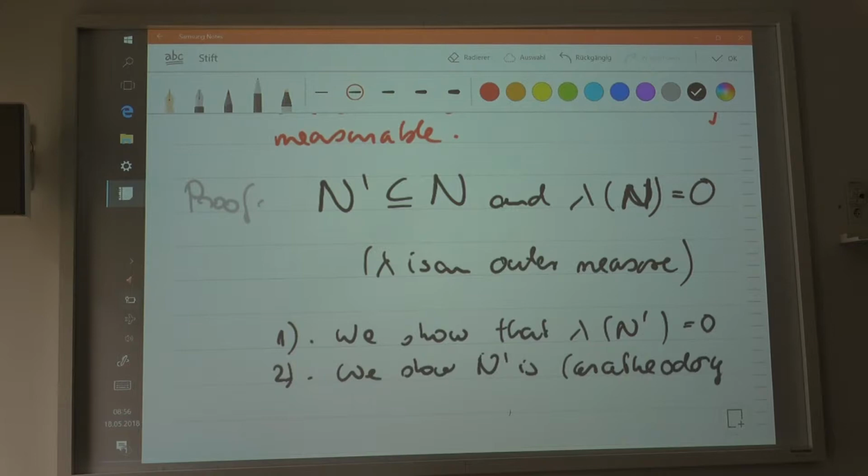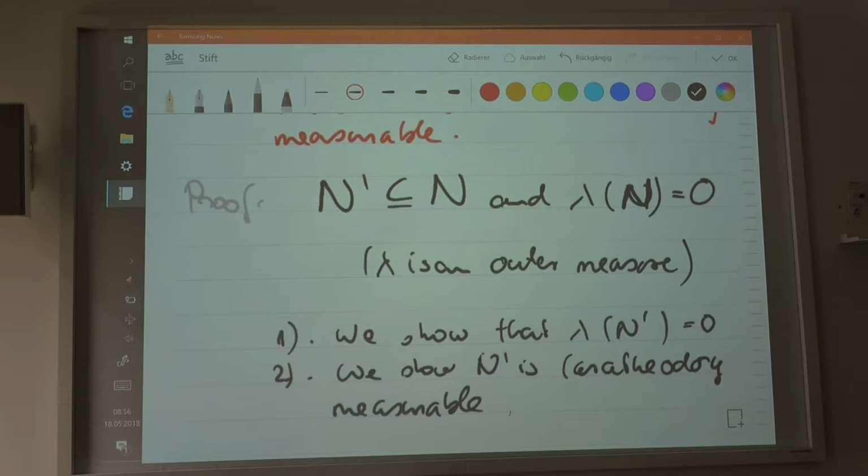So this is what the proof is about, two parts. Again, let me say this. First, we show that the outer measure of any negligible set, which is a subset of the null set, is zero. And the second part will be that the Carathéodory property is also satisfied. I'm going to show that to you. Let's continue.